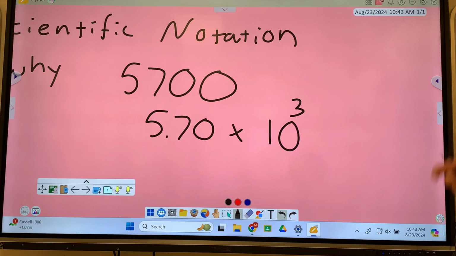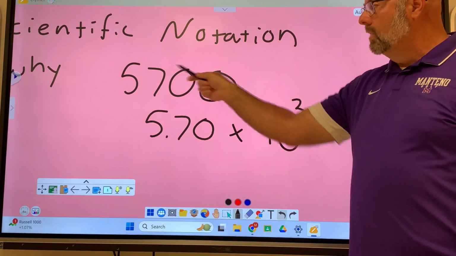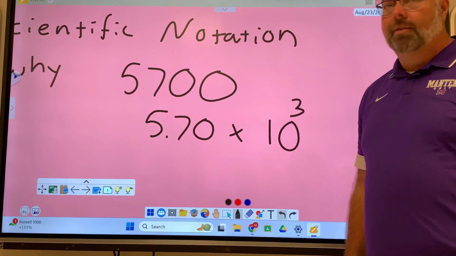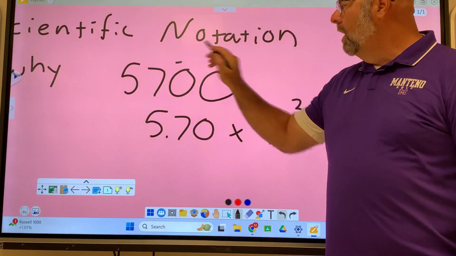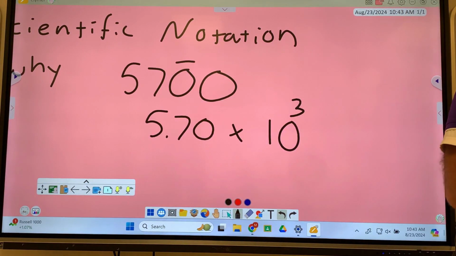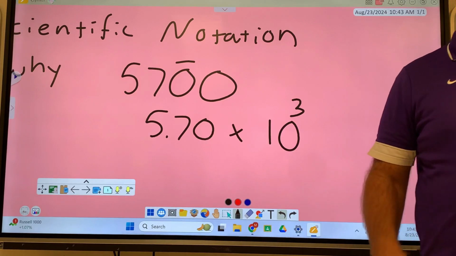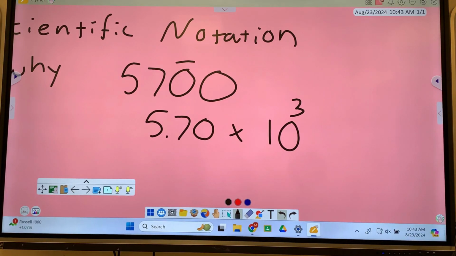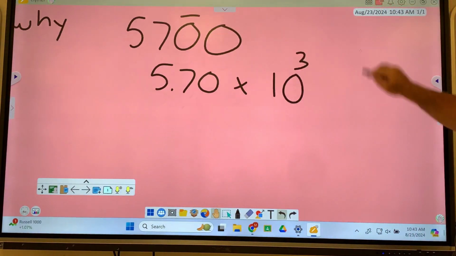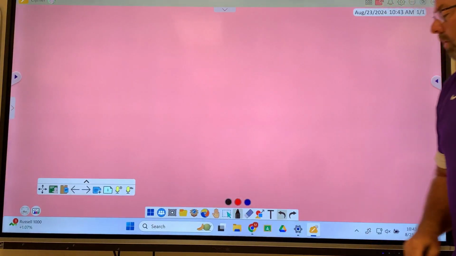It lets you do this. There's really no good way to represent this number in standard notation with 3 sig figs. Sometimes you'll see stuff like a bar above it or other things. Just use scientific notation to make it easy. So now let's go through some examples of how to actually do scientific notation from regular numbers.